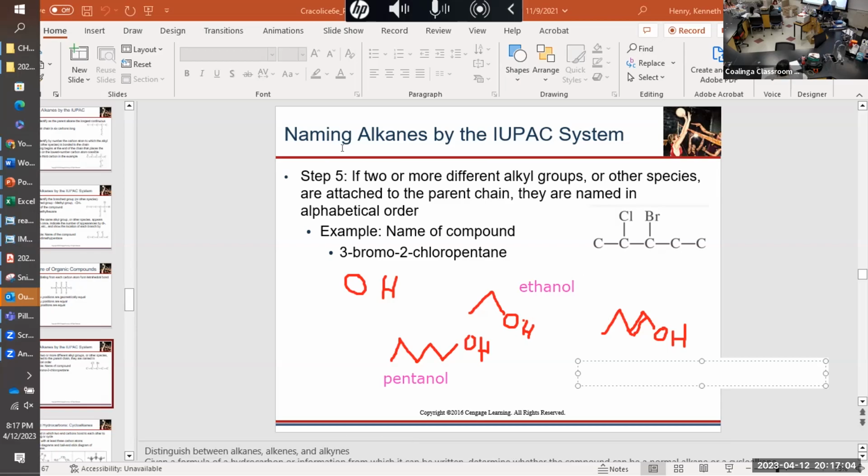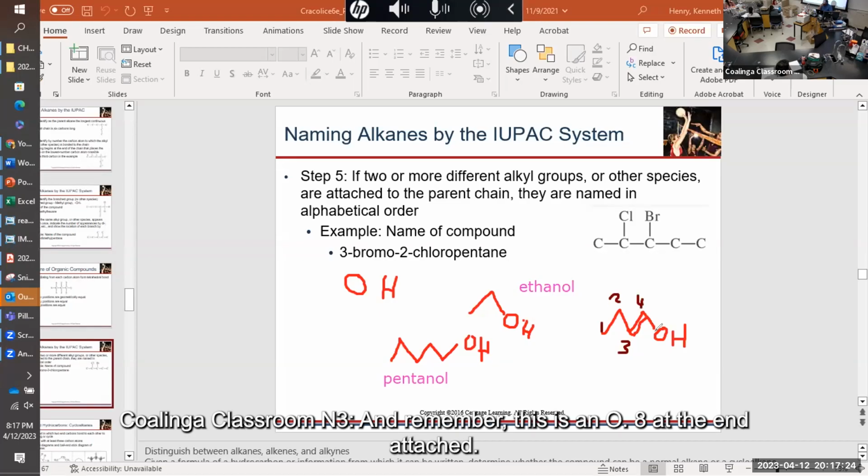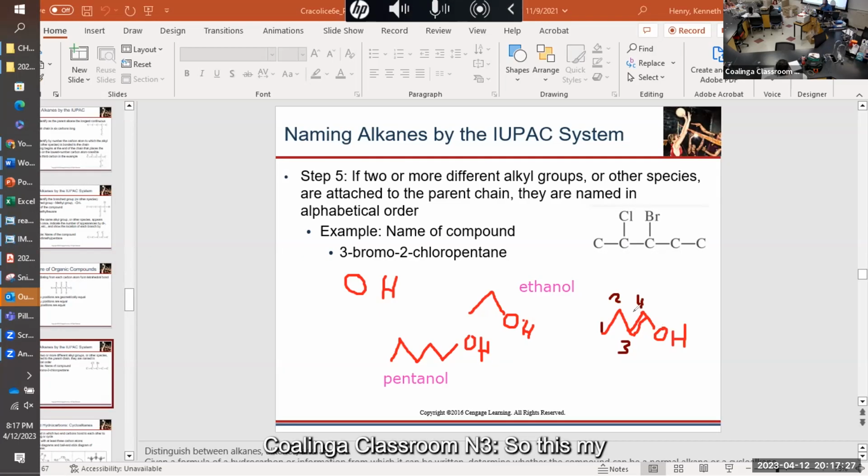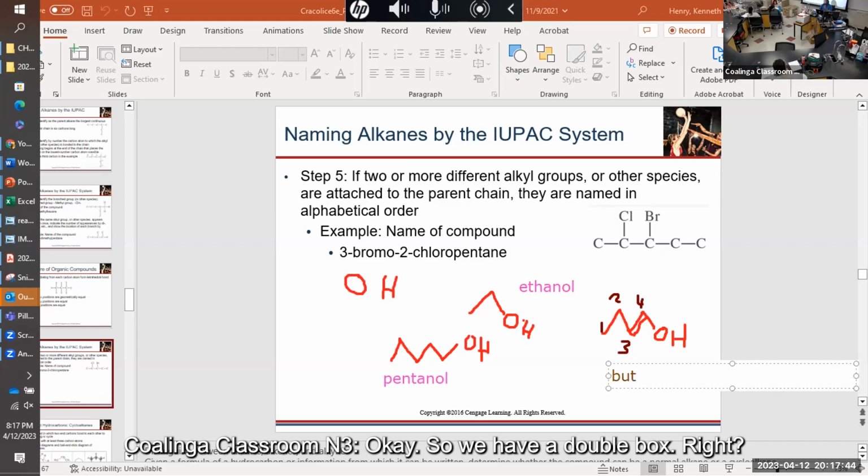So how many carbons do we have? Is it 6? That's 1, 2, 3, 4. And remember, this is an OH at the end. It's attached to an OH. So this line goes right to the OH. So that's 4 carbons, so four carbons would be "but"... you said "but". Okay. So we have a double bond, right?